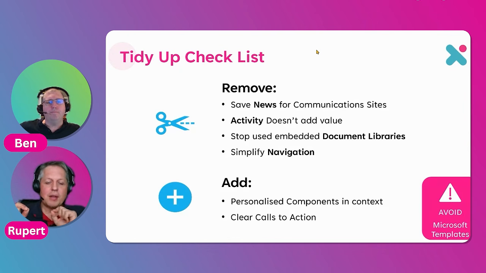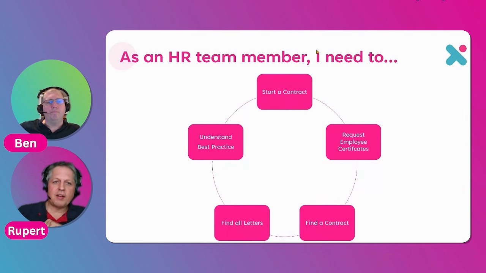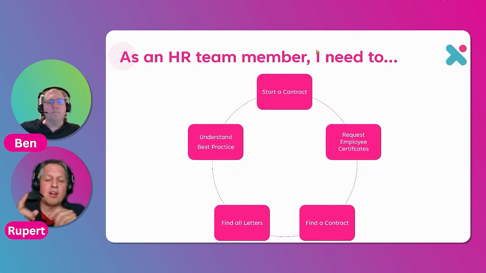Now we're going to dive in, Ben, to our scenarios. I'm going to start with an HR scenario. Things I want to do as an HR person are probably to start an employee contract. Maybe if I've got someone joining, I want to get their permission to work, or a copy of their academic certificates. I might want to review and find a contract across all of the information that we hold, or find letters. There are different scenarios we're going to run through. And HR is very process based, so I might want to understand best practice: how do I do a certain kind of thing? These are the scenarios I think we're going to cover.